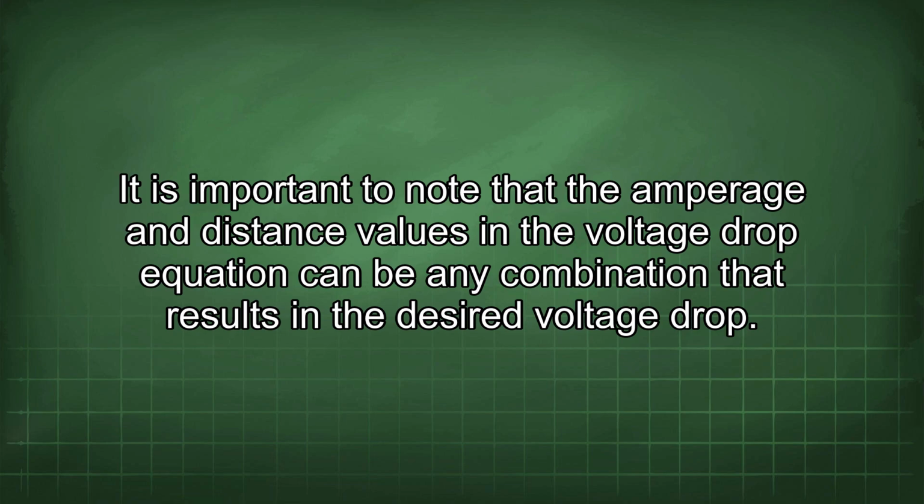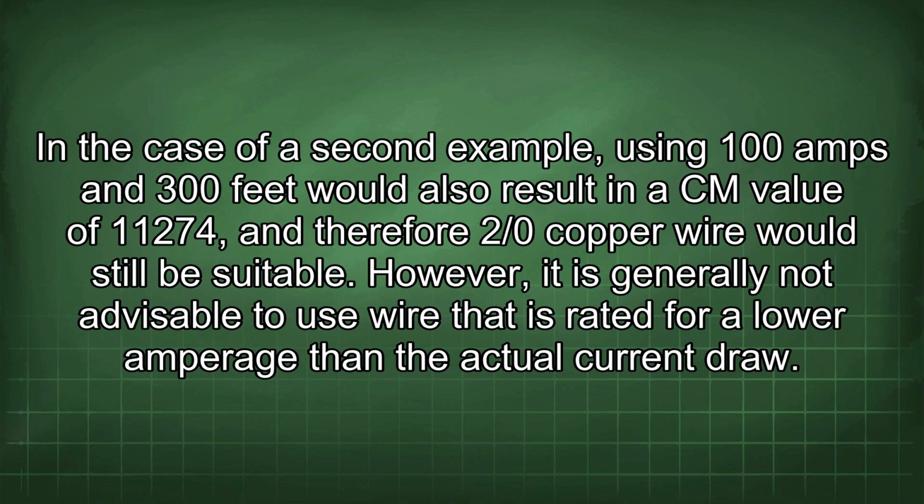It is important to note that the amperage and distance values in the voltage drop equation can be any combination that results in the desired voltage drop. In the case of a second example, using 100 amps and 300 feet would also result in a Cm value of 11,274, and therefore 2/0 copper wire would still be suitable.